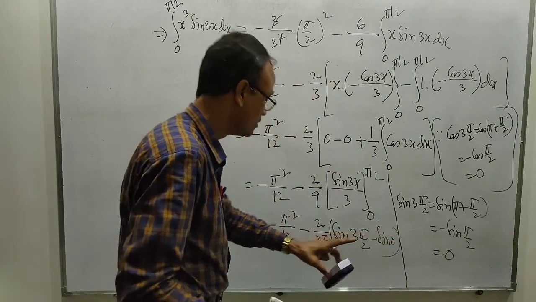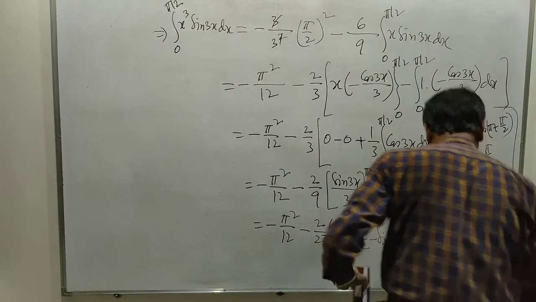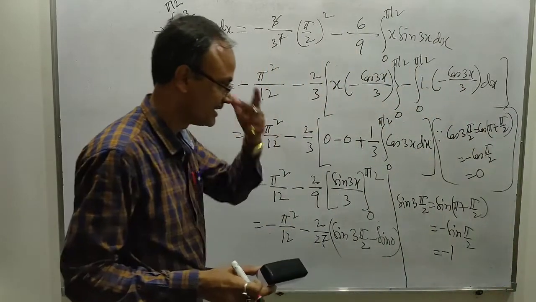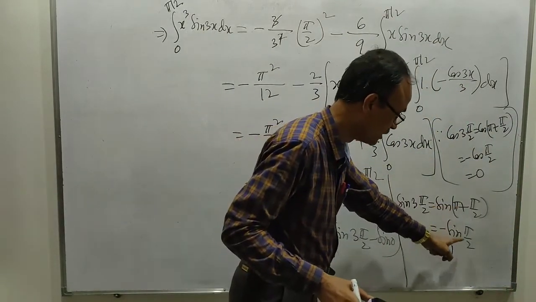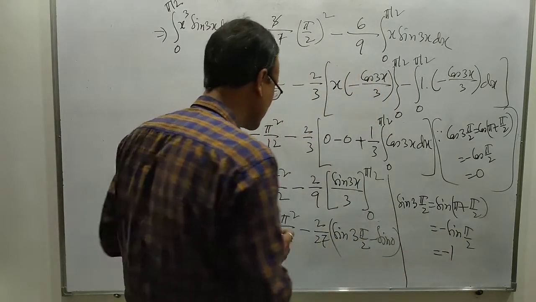This is not 0, this is 1. I am sorry, minus 1. This is equal to minus 1. Sine thrice pi by 2 equals minus sine pi by 2 equals minus 1. Sine 0 equals 0.